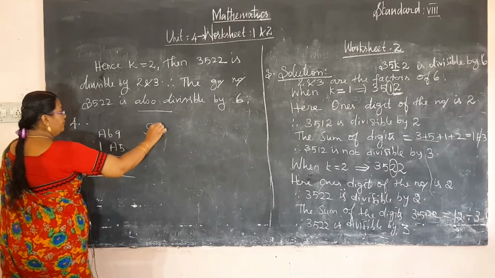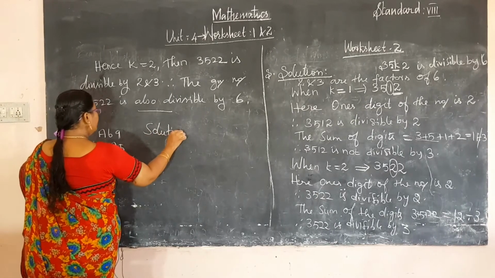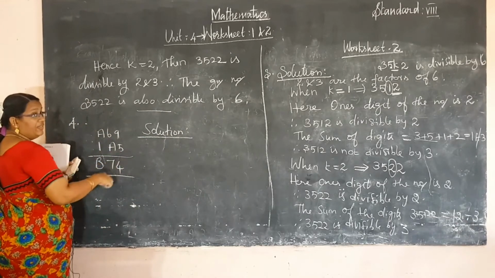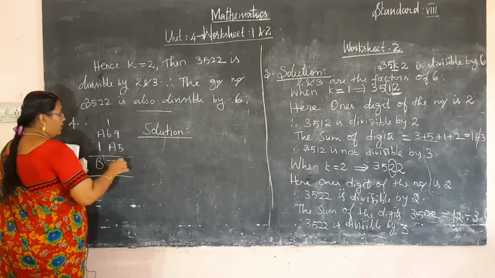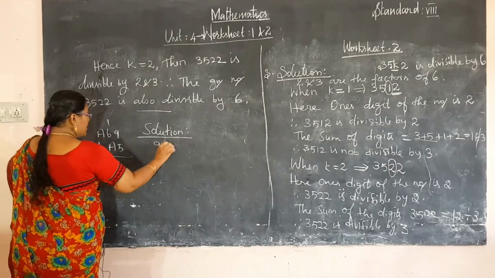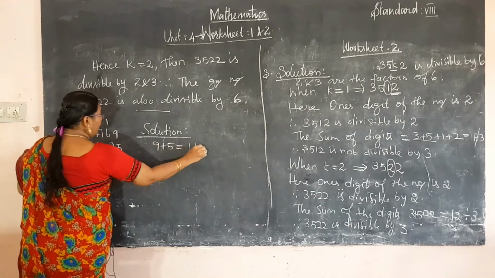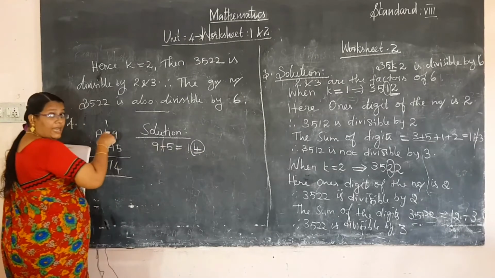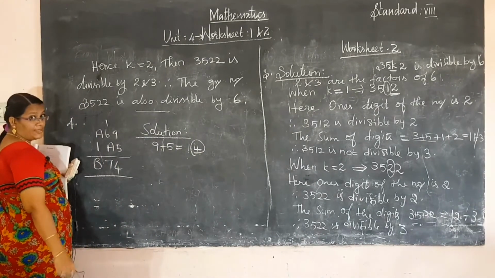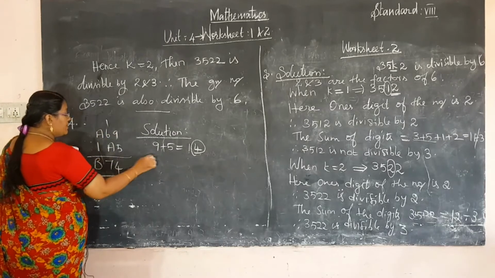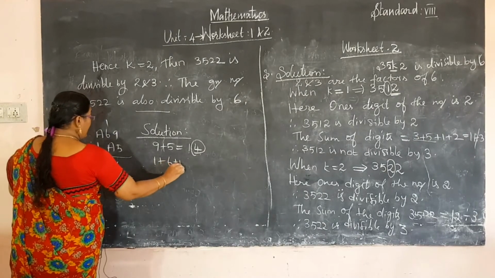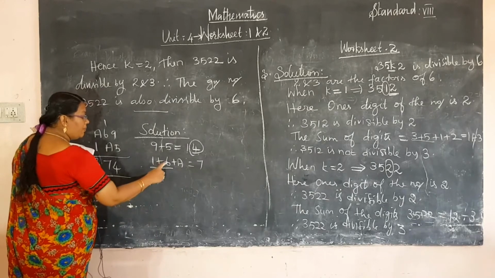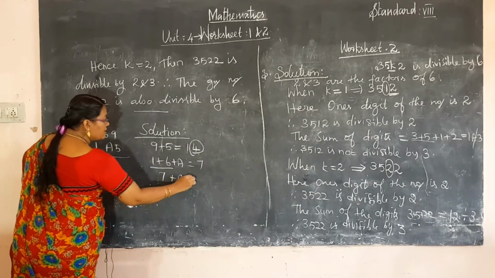Solution. So sum of these values: 9 plus 5 is 14. So the one's digit is 4, and the tens digit 1 is carried forward to the next tens place. So 1 plus 6 plus A is equal to 7. So 1 plus 6 is 7, and 7 plus A is equal to 7.